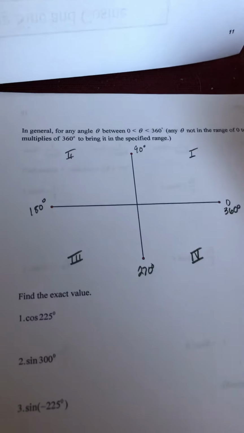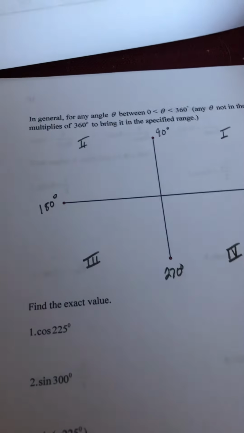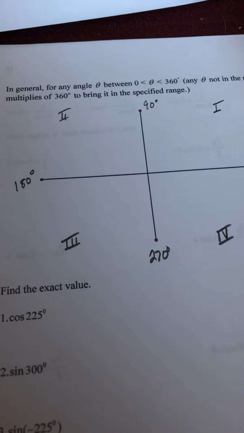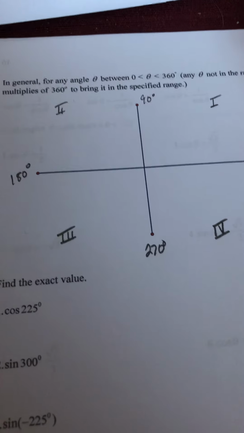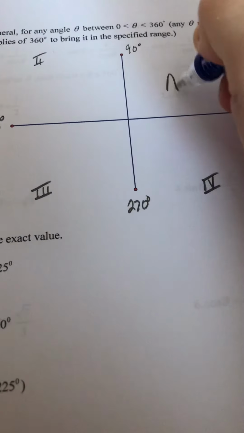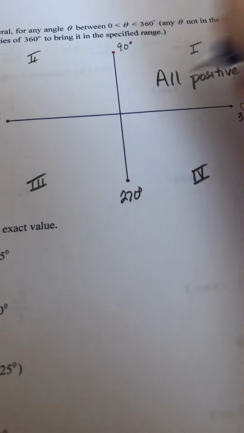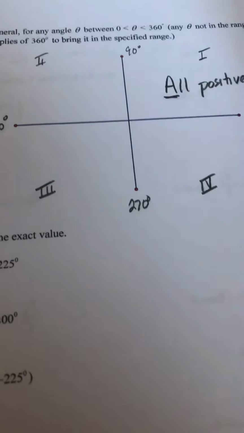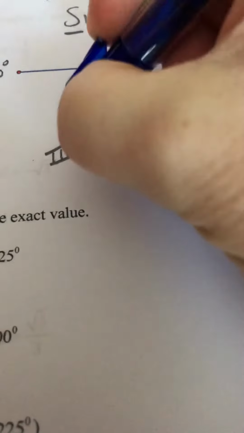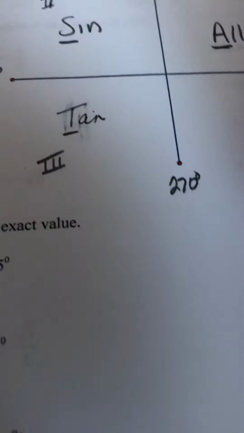in quadrant 4. And we're going to be evaluating all 6 trig functions, but we'll start off with the 3 big ones, sine, cosine, and tangent, in those quadrants. So let's remember, in quadrant 1, all the functions are positive. And you might remember this from last year. In quadrant 2, only sine is positive. In quadrant 3, only tangent is positive. And in quadrant 4, only cosine is positive.